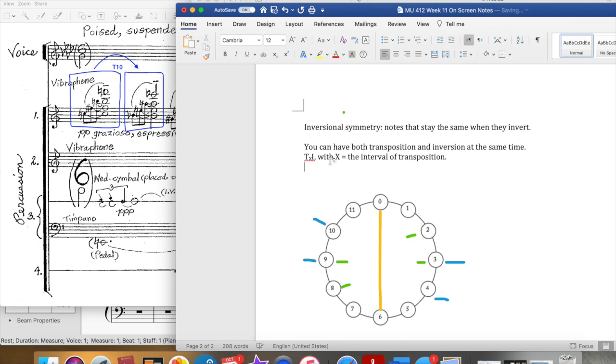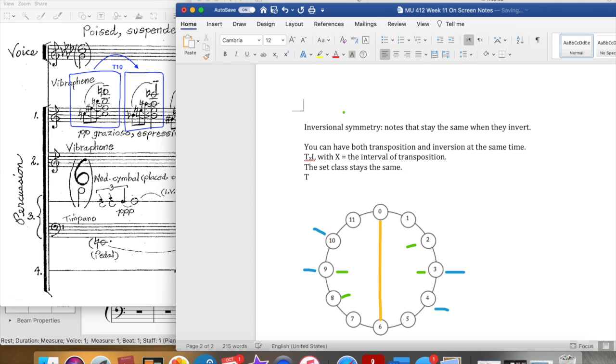So if we were to do that, then the set class stays the same. It's still going to be 0, 1, 6, 7 no matter what version of that we do to it. It's just going to be a different set of pitches. But they will still belong to that same set class. Let's say you had this operation, T, and then 2, and then I, like that. That means that you invert and then you transpose.